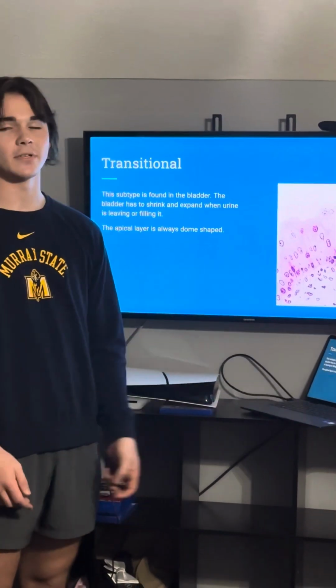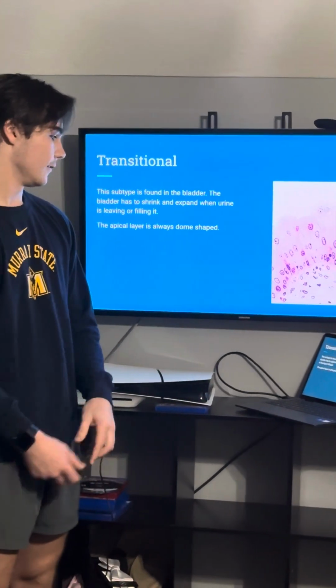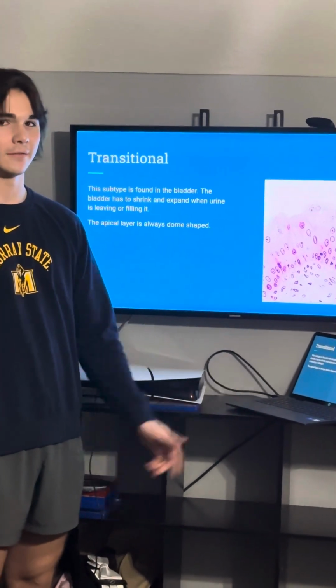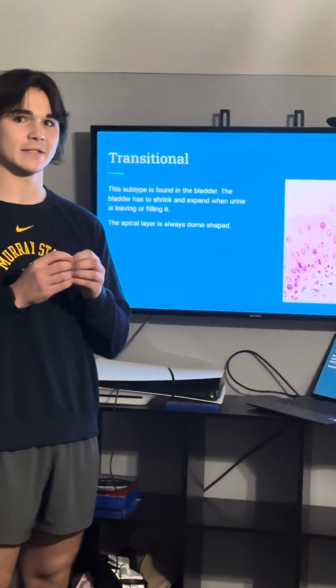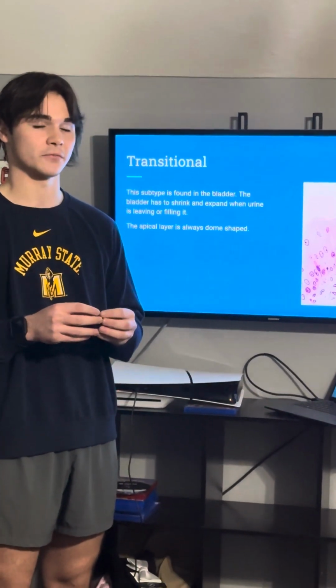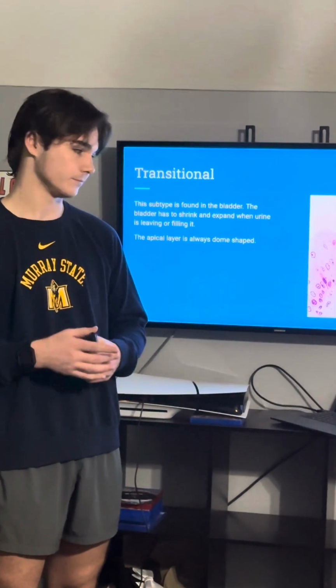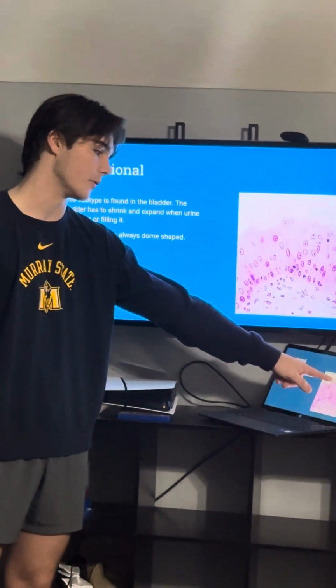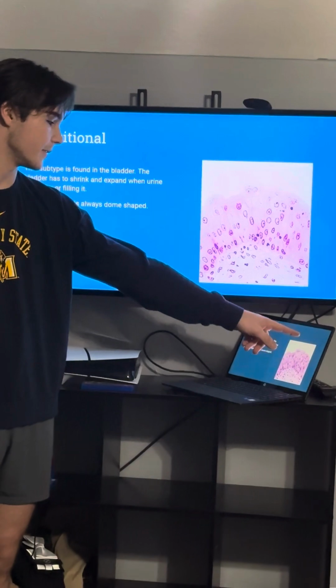Next, we have transitional epithelium. This is always found in the bladder. You need transitional epithelium to expand and shrink your bladder whenever it fills with urine or waste. That is why we have this apical dome shape always on transitional epithelium.